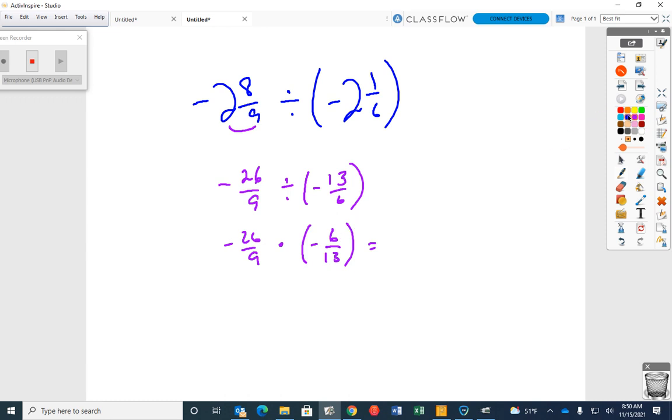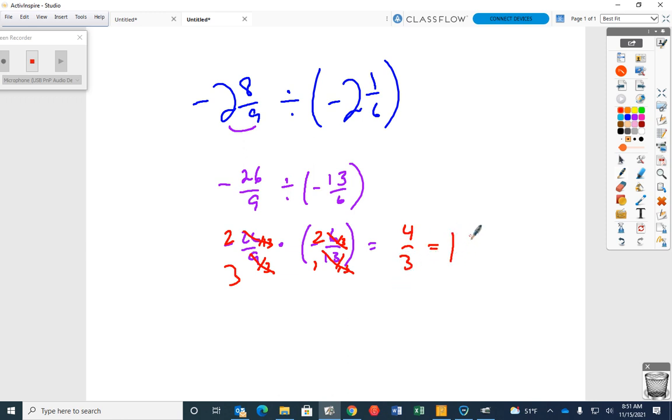What must I do here? Can I cross cancel? Well, let's start with 26 and 13. What goes into both of those? 13. Doesn't it? So 13 is 1, and what is 26/13? 2. Now, 9 is not divisible by 6, but they are both divisible by what? By 3. So 3 goes into 6 how many times? 2. 3 goes into 9 how many times? 3. Now let's multiply. 2 times 2? 4. 3 times 1? 3.